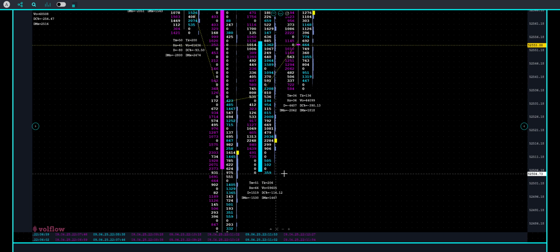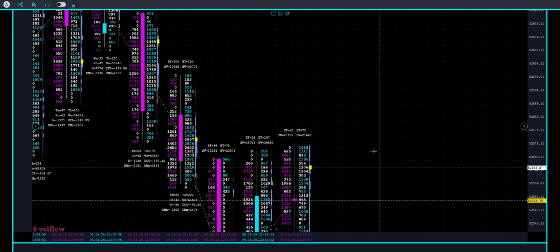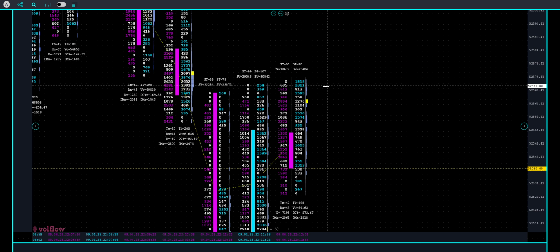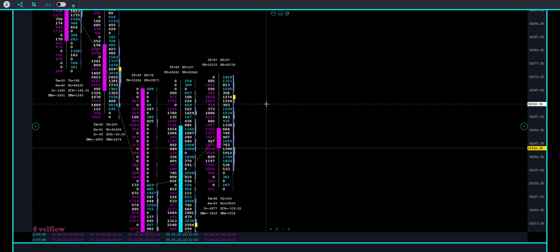Possible if it doesn't break this low. Possible. And then from there you can have a bounce back again to this level. Okay, it's not going there. It's kind of getting rejected here. Let's see. 99. Let the candle complete.